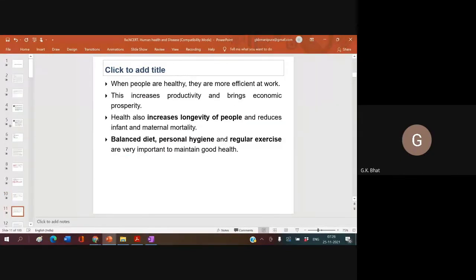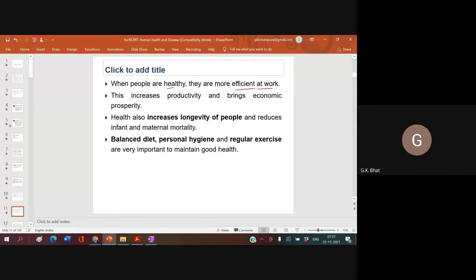When people are healthy, what is the advantage? They are more efficient at work. If at all you are healthy, you need not bother about health issues. You don't have any issues at all with your health. That is most important right from now till you live your full lifespan. I bless you. I pray to God that all of you live your full lifespan, crossing 100.